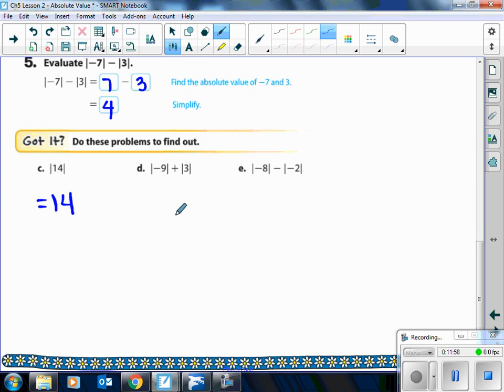For problem D, we have the absolute value of negative 9 plus the absolute value of 3. So the absolute value of negative 9 is 9. The absolute value of 3 is 3. And on these problems, we're not working horizontally. I want you to work downwards. So 9 plus 3 is 12. So when you finish showing your work, you will see that you have an inverted triangle. Is everybody clear? All right.